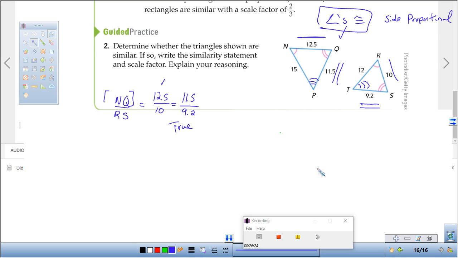Do we need to check anything else? What do y'all think? Yeah, we need to check the last one over here. Okay, let's set that last one up over here. 15 over 12.